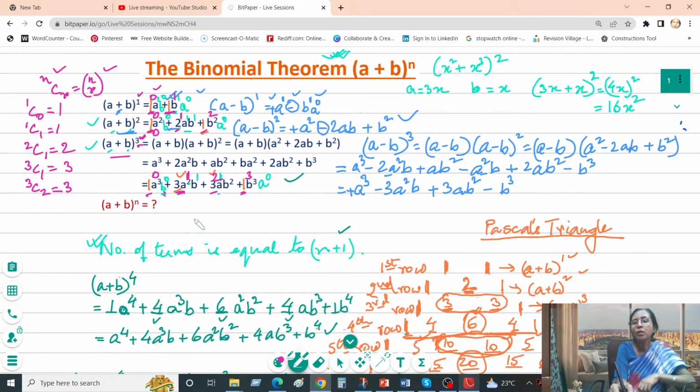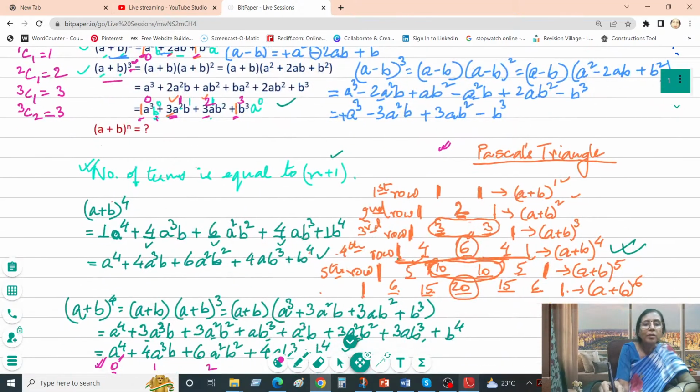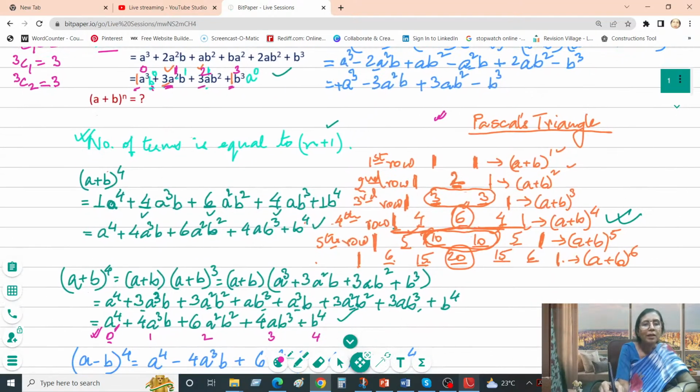So you see, you can avoid Pascal's triangle. When n is a large number, you have to avoid it; you don't have any other alternative. Coming to a plus b to the power of 4, what happens? Let us see.